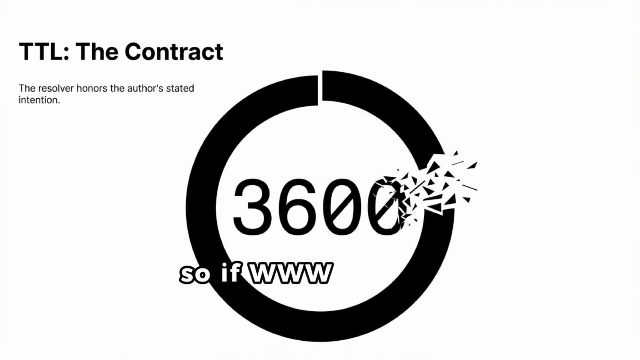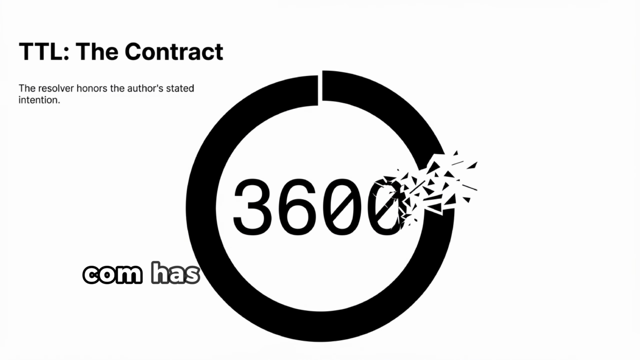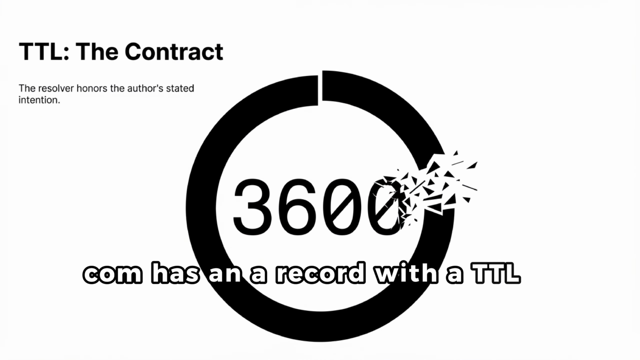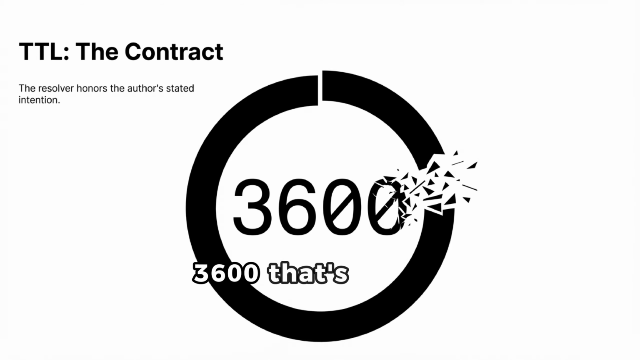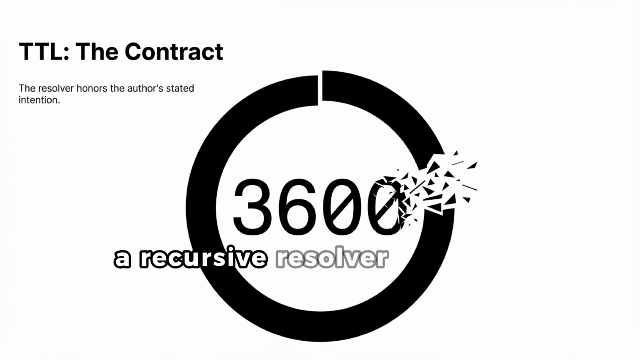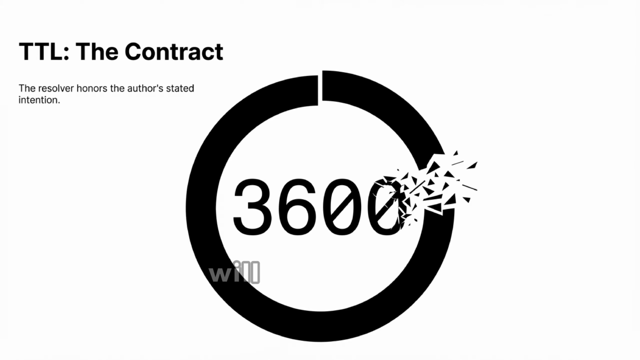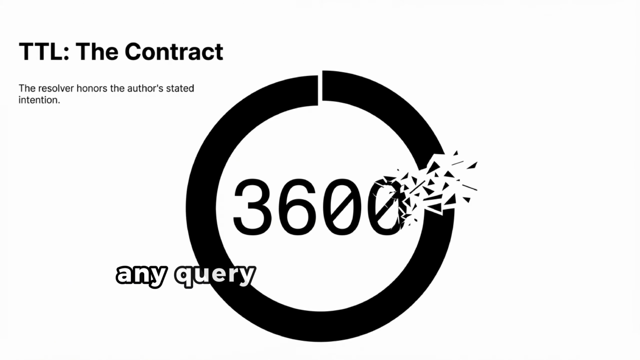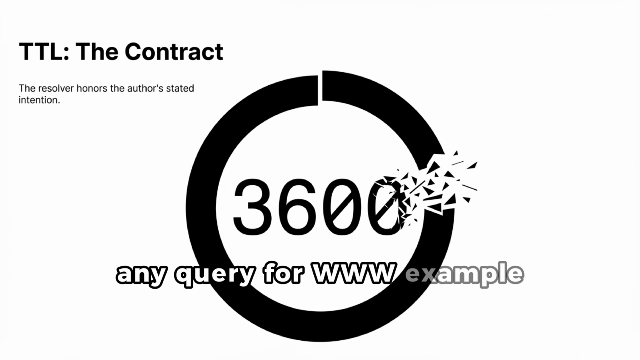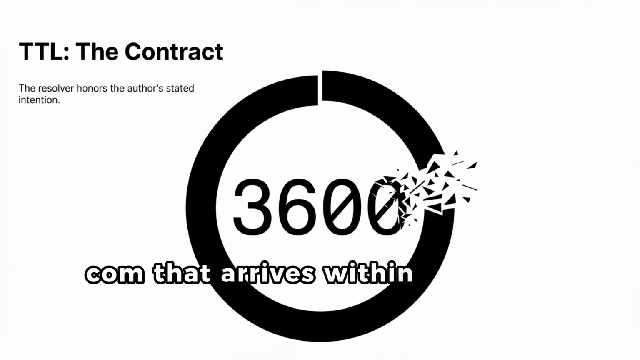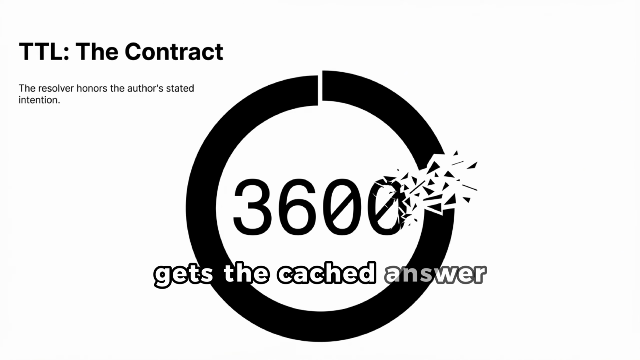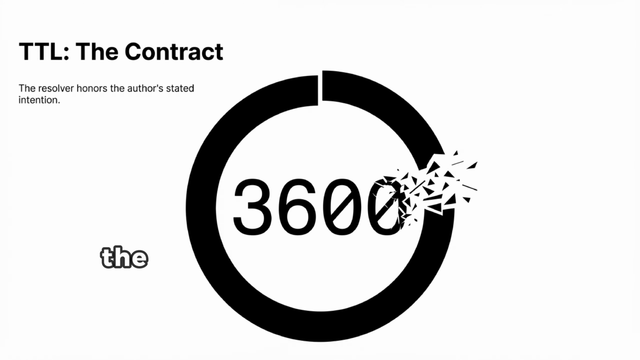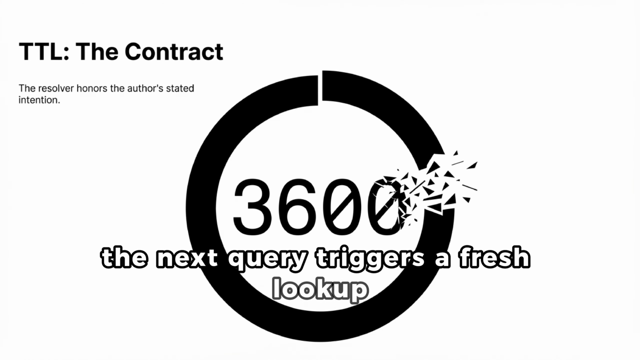So if www.example.com has an A record with a TTL of 3600, that's 1 hour, a recursive resolver that just resolved it will consider its cached answer valid for the next hour. Any query for www.example.com that arrives within that hour gets the cached answer. After the hour is up, the next query triggers a fresh lookup.